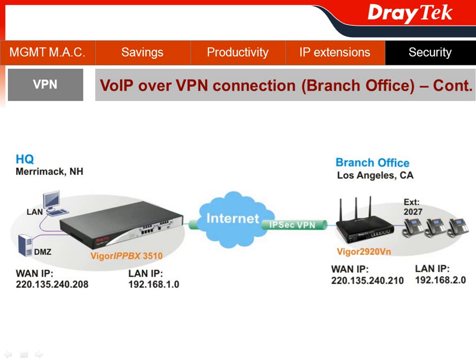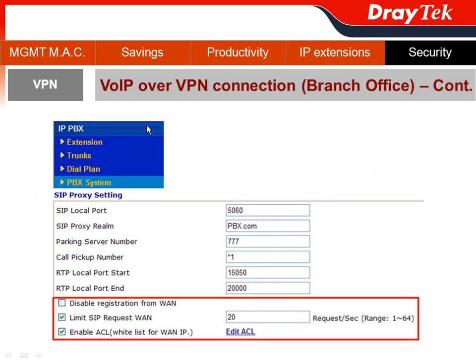So how do we let extension 2027 enjoy voice over IP over VPN? Let's see how. First, we go to the web user interface of our VigorIPPBX 3510 and choose the IPPBX section. Then we choose PBX System. Then you can see the SIP proxy settings. First, you should uncheck Disable registration from WAN, and the system will automatically select Limit SIP request and also Enable ACL. First, we will do the Limit SIP request.